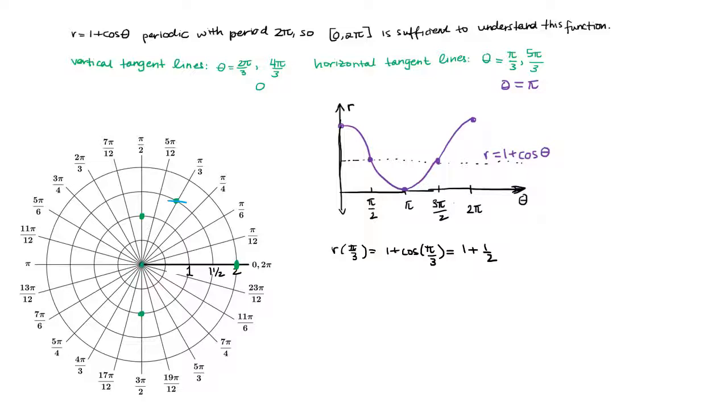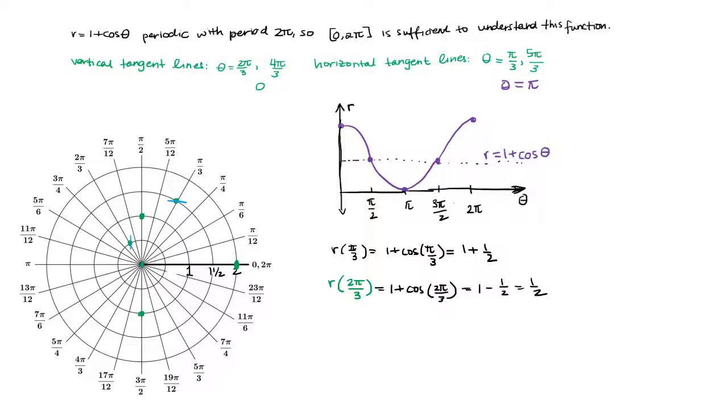Okay, if we look at r of 2 pi over 3, this is 1 plus cosine of 2 pi over 3, which is equal to 1 minus 1/2, okay, or 1/2. And at 2 pi over 3, we have a vertical tangent line. So, drawing him in there, let's give him a vertical tangent line.